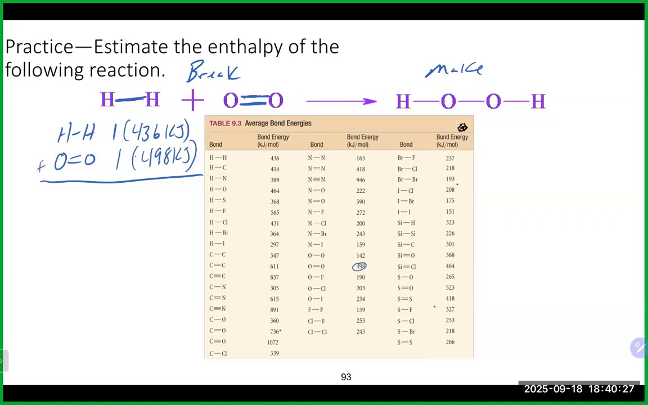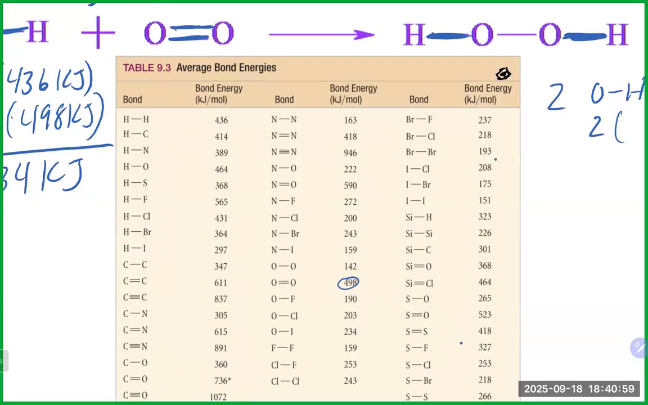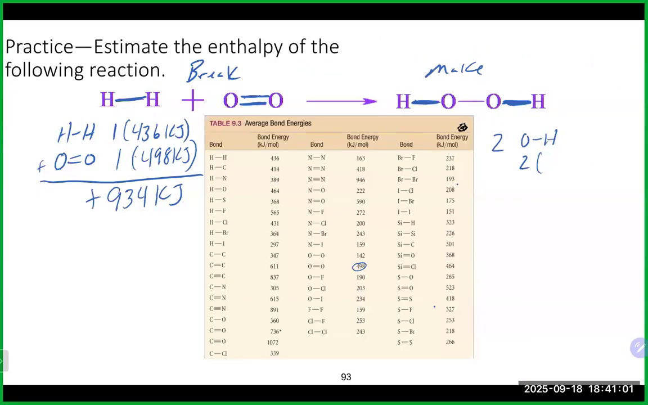So we're just going to add them up, and we end up with 436 plus 498. It's going to be 934 kilojoules. Again, remember, breaking is endothermic, which means it's going to be a positive number here. Now on our making side, we are going to make an oxygen-hydrogen single bond, one on each side. So we have 2 of the oxygen-hydrogen bonds, and we can go 2 times our oxygen-hydrogen, which is right there, 464, it looks like. 464.